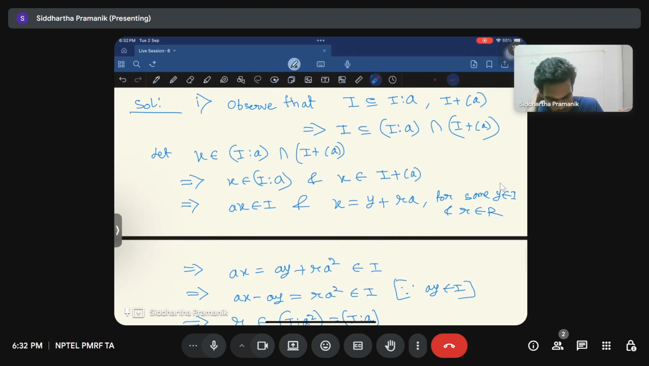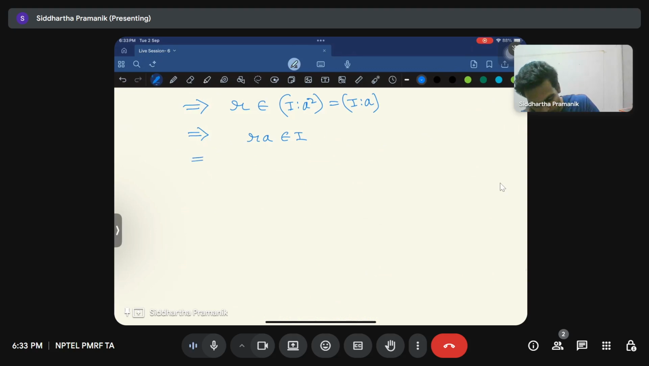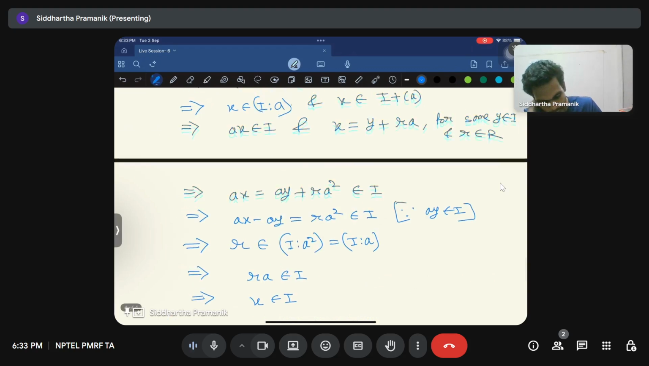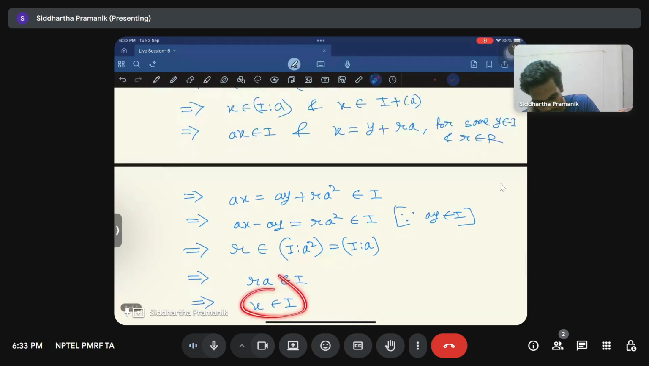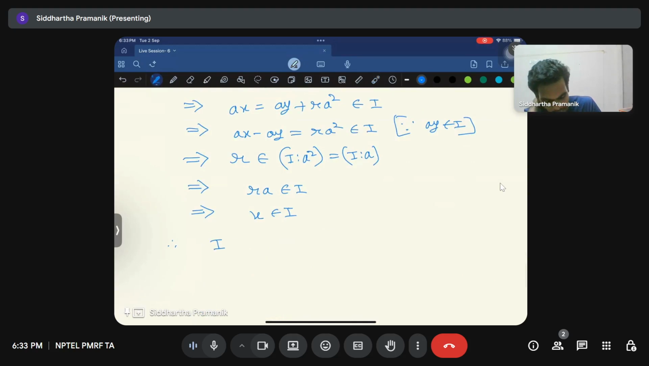So our x, which is y plus ra, y is already in I and we have proved ra is in I. So their sum must be in I. So this implies x is in I. So this proves that we have taken x from the right hand side and x belongs to the left hand side. So this implies I equals I colon a intersection I plus the ideal generated by a. So this proves the first part.